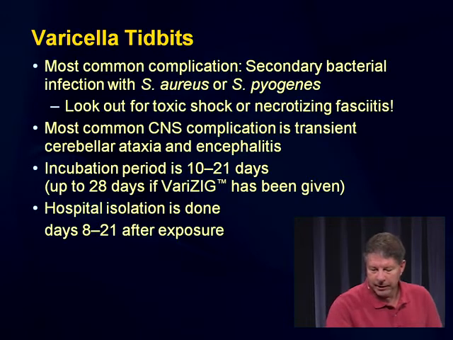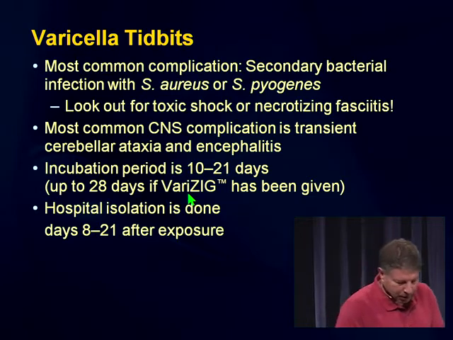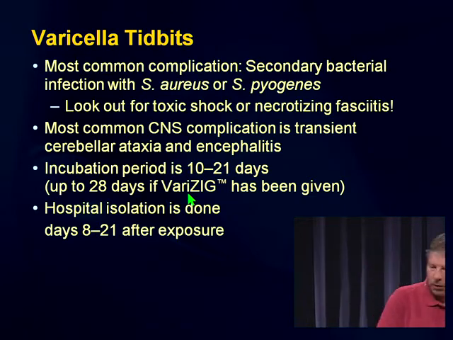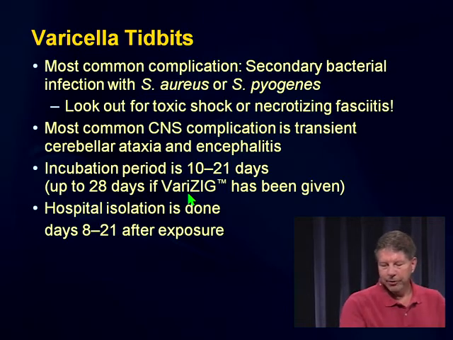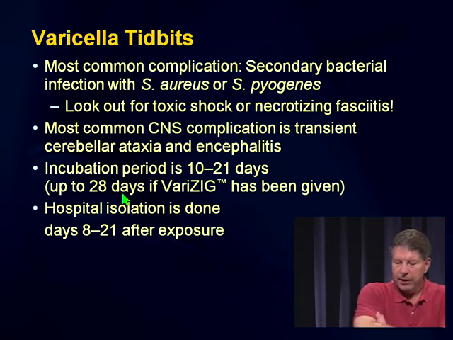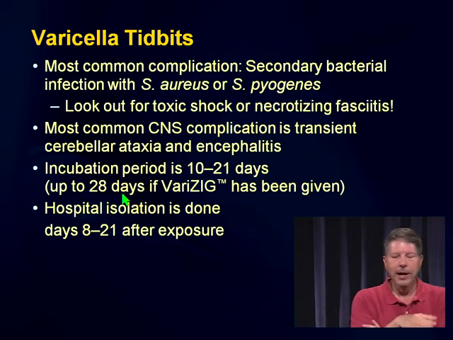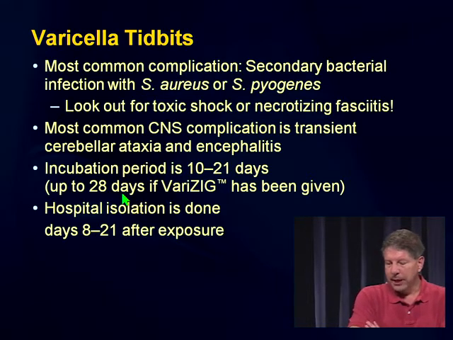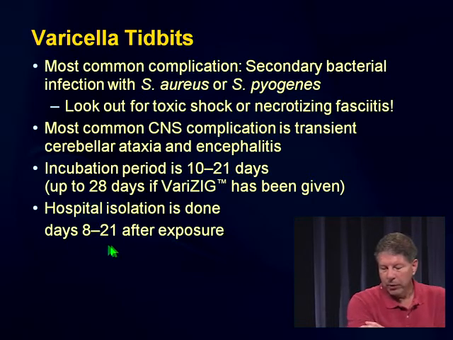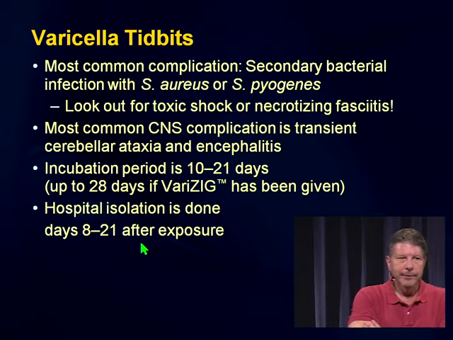Now the deal is if they got Varizig, the immune globulin for varicella, say she was immunocompromised and we had to have her in the hospital and we gave her the Varizig, then what you need to know is you got to stretch it out to 28 days as far as the incubation period, as well as the isolation. And the Red Book says, I didn't look at the new one yet, but the old ones have always said 8 to 21 days after exposure. Okay.